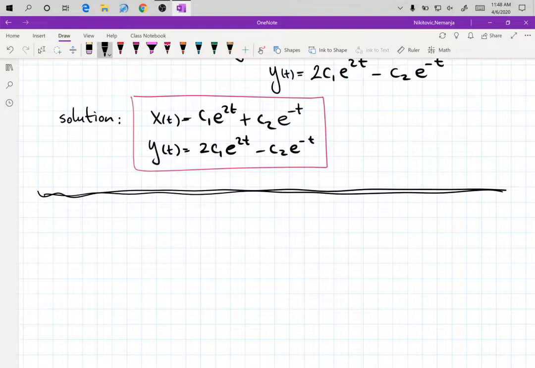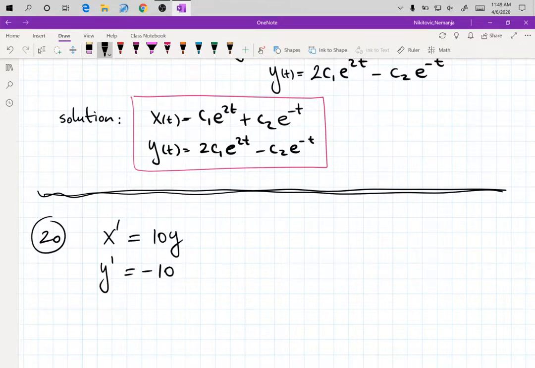Let's do something with initial conditions. Problem 20 is one of them. X prime is 10y, and y prime is negative 10x, and x of 0 is 3, and y of 0 is 4. So that's our life now.